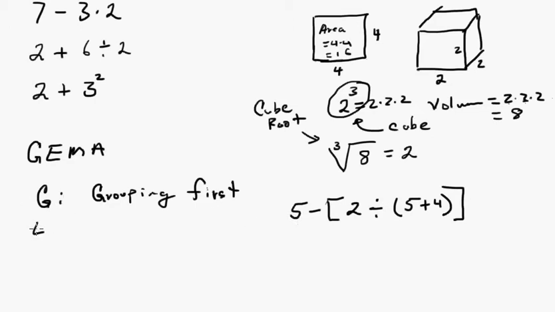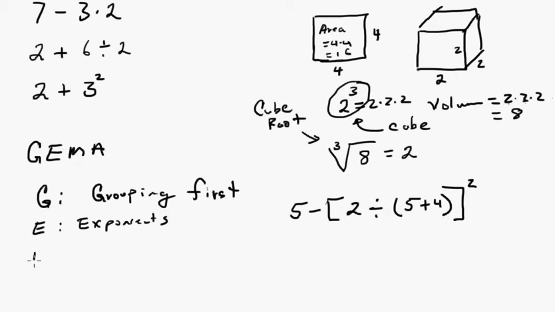The next thing is exponents. E for exponents. If this was squared, for example, then you would find this number and then square it before you would take the result and subtract it from 5.